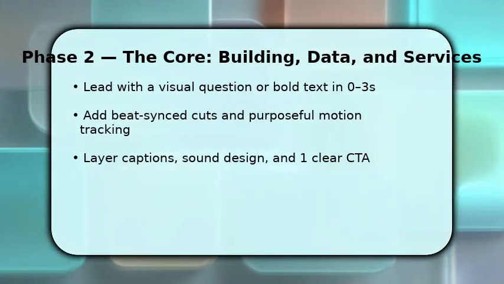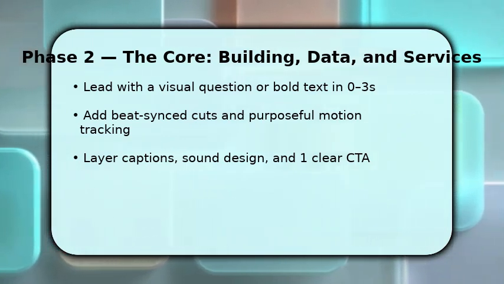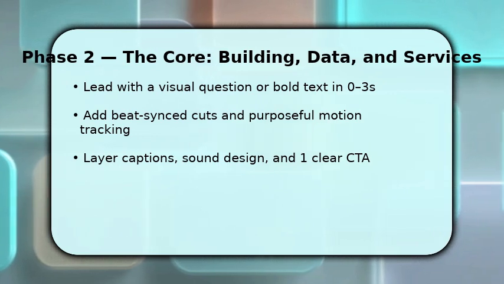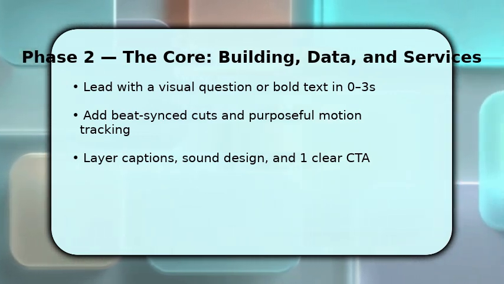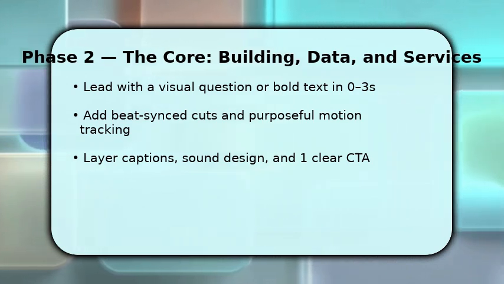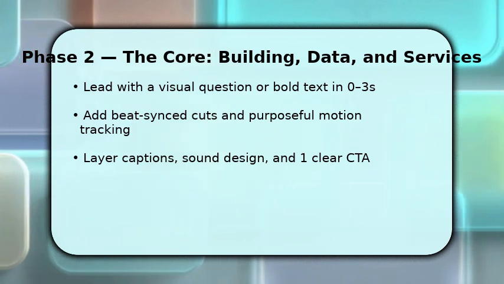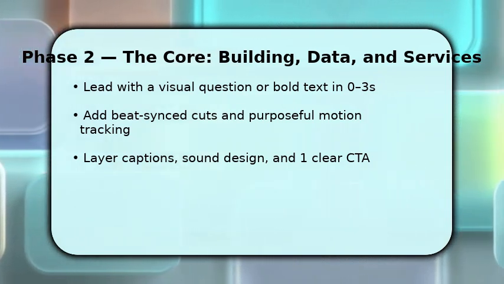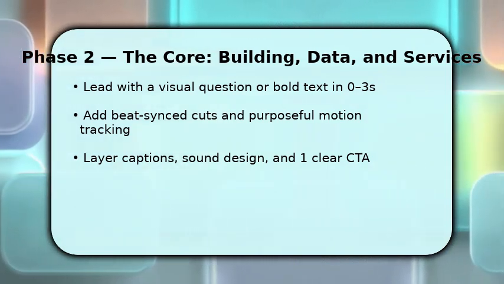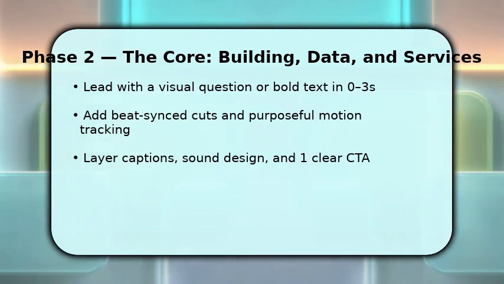You now build the middle. Lead with a visual question or bold text in the first 3 seconds to set expectation. Next, sync cuts to musical or vocal beats and use motion tracking sparingly to guide the eye. This keeps rhythm and clarity. Also, add readable captions, crisp sound design, and one clear call to action near the end. When you pair pacing with a tight narrative, viewers watch longer and the algorithm notices.